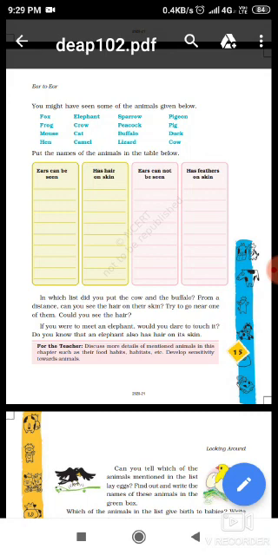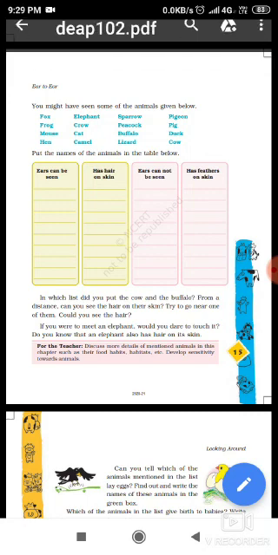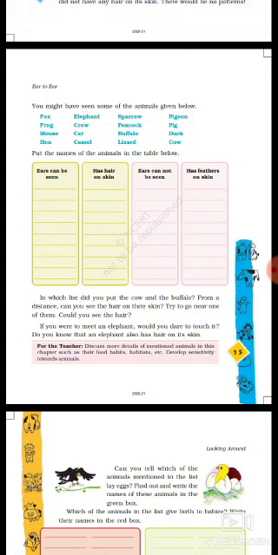In which list did you put the cow and the buffalo? From a distance, can you see the hair on their skin? Try to go near one of them. Could you see the hair? If you were to meet an elephant, would you dare to touch it? Do you know that an elephant also has hair on its skin?